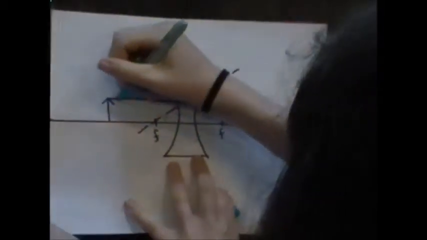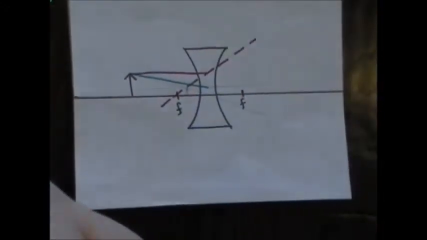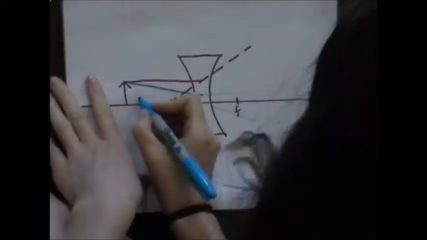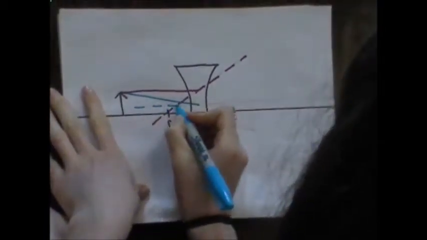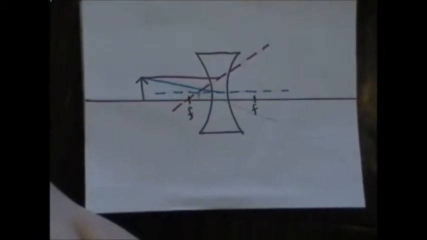Next, you take from the top of the image into the center of the lens, and then from the center of the lens, instead of continuing down, you do a straight line all the way across right there. And that is your second line.